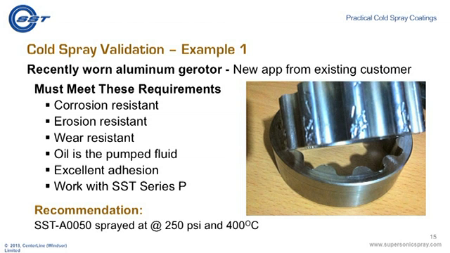Obviously, the coating must have excellent adhesion, and it has to work with Centerline's SST Series P equipment, which the customer already owns. We worked carefully with the customer looking at the application, and what we recommended was our SST AO50 aluminum powder, operating at a gun pressure of 250 psi, 400 degrees Celsius. Again, we're drawing from a huge database of experience where over the past 10 years we've collected information and using our own job shop data have the ability to create solutions based on customer requirements.